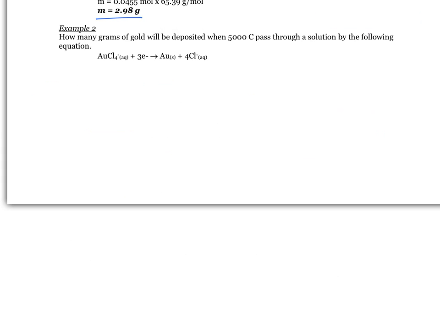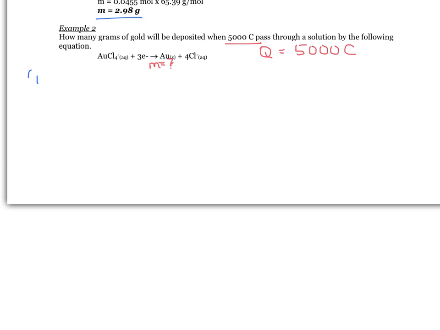Let's try this style of question on our own. How many grams of gold, so we're looking for mass of gold here, will be deposited when 5,000 coulombs, so charge has the units coulombs, so we know Q, 5,000 coulombs, pass through a solution by the following equation.